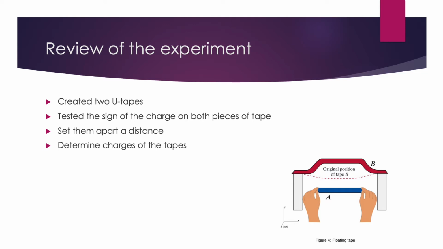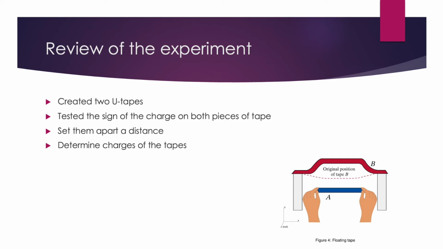Recall from Lab 1 that we made two U-tapes by separating two neutral pieces of tape to induce a charge on each piece of tape. Then the sign of each piece of tape was found by testing their reactions with objects of known charge. In Lab 1, we found that both pieces of tape were positively charged and repelled each other. Both pieces of tape were then set over each other some distance of 0.04 meters, and the top tape began to levitate over the bottom tape.